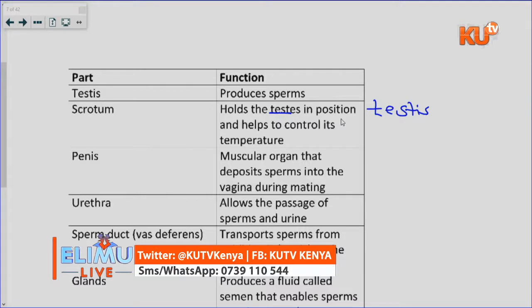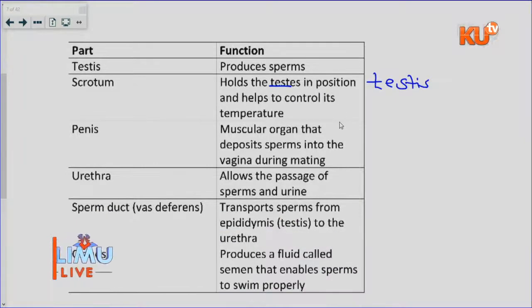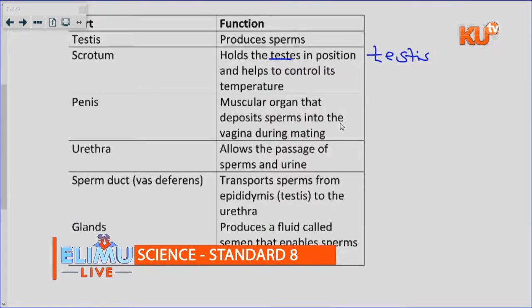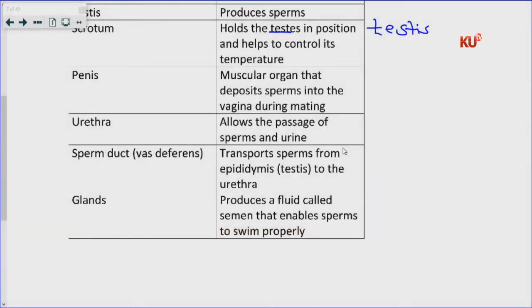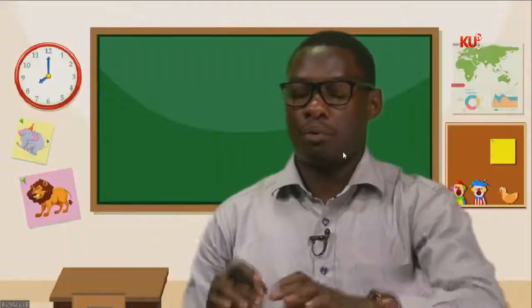Penis is a muscular organ that deposits sperms into the vagina during mating. Urethra allows the passage of sperms and urine. Sperm duct transports sperms from the epididymis in the testis to the urethra. And finally, the glands that I circled produce a fluid that enables the sperms to swim properly.